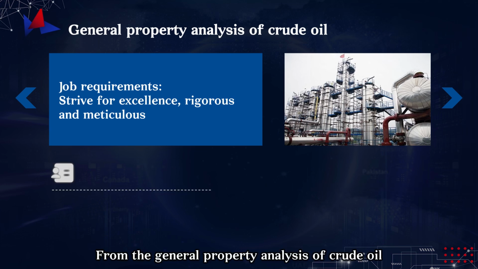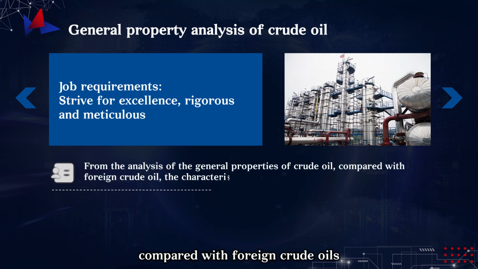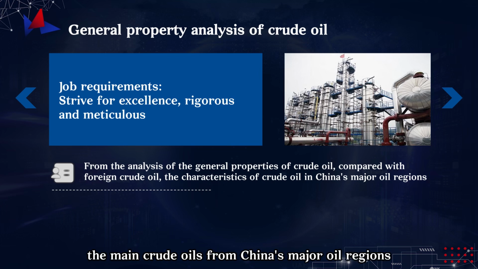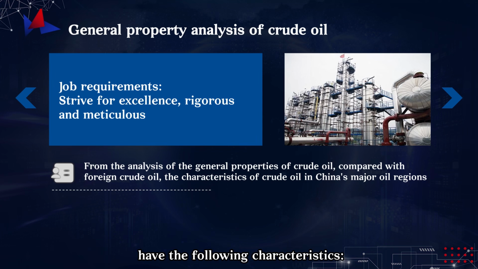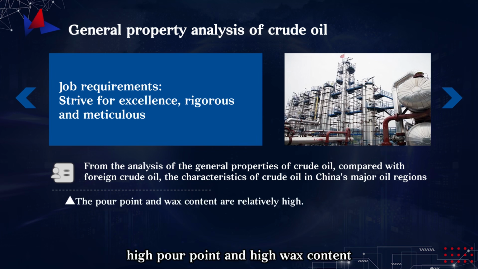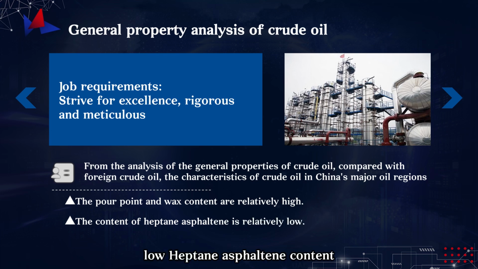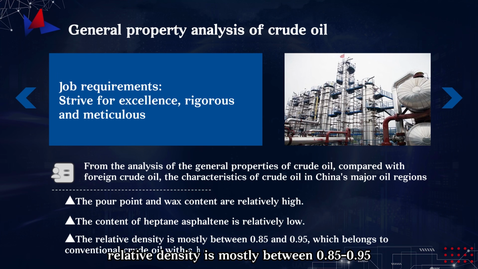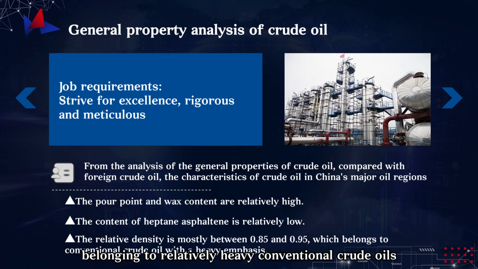From the general property analysis of crude oil, compared with foreign crude oils, the main crude oils from China's major oil regions have the following characteristics. First, high pour point and high wax content. Second, low asphaltene content. Third, relative density is mostly between 0.85 to 0.95, belonging to relatively heavy conventional crude oils.